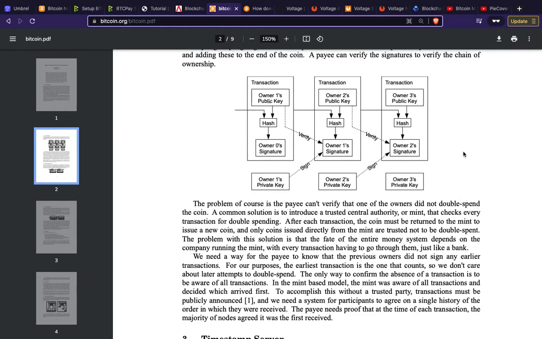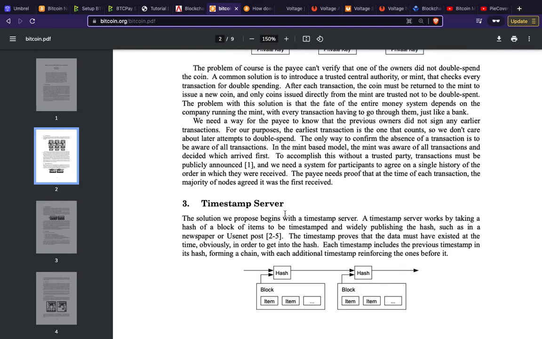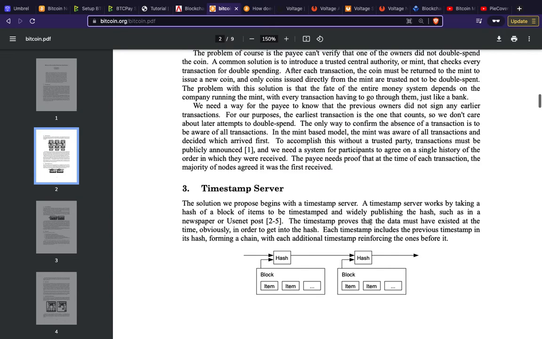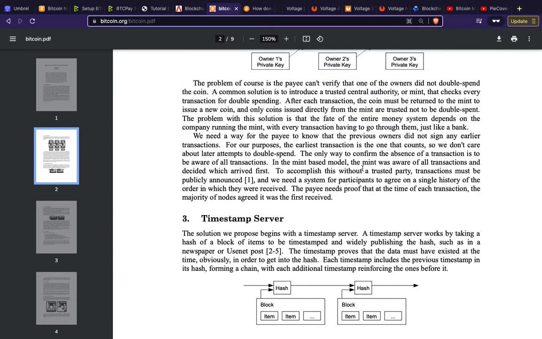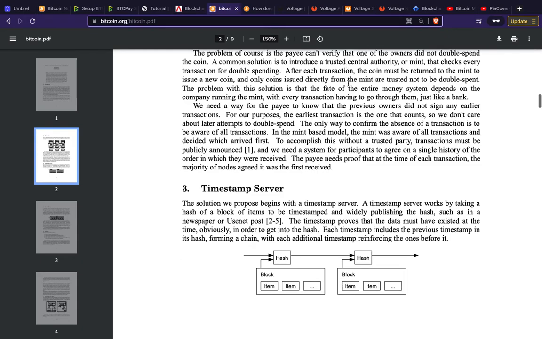So yeah, guys, this is it, and this is the talk about the timestamp server and all of that. I'm going to stop here and continue in the next part of the video so I can talk about the rest. I don't want to keep it too long, right?